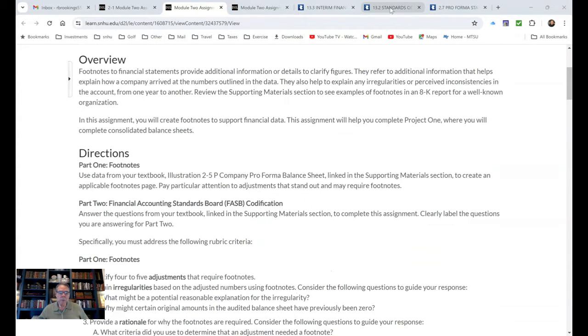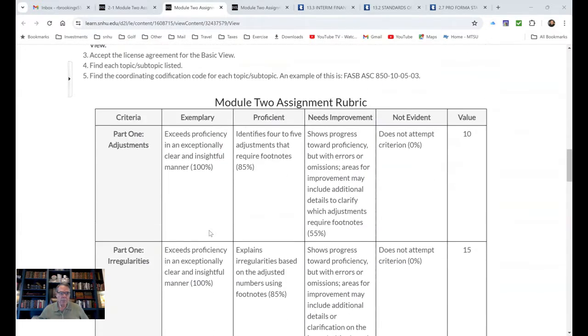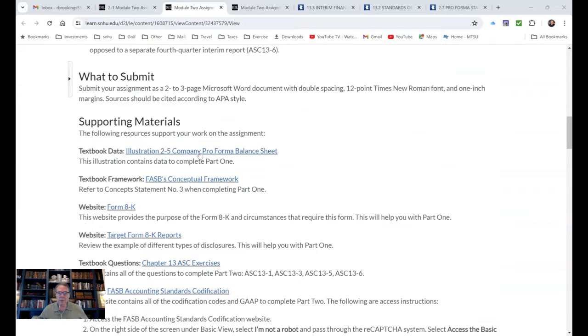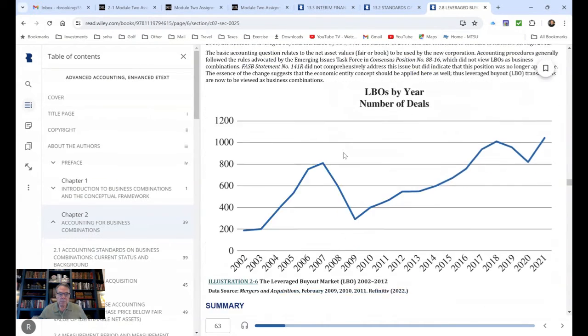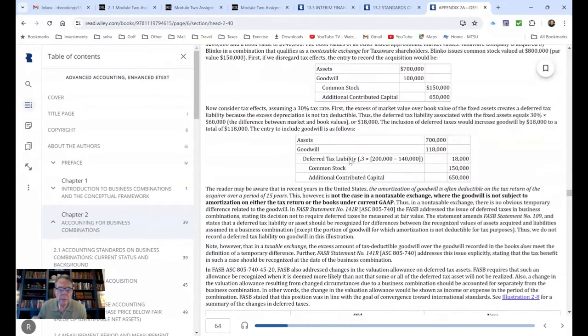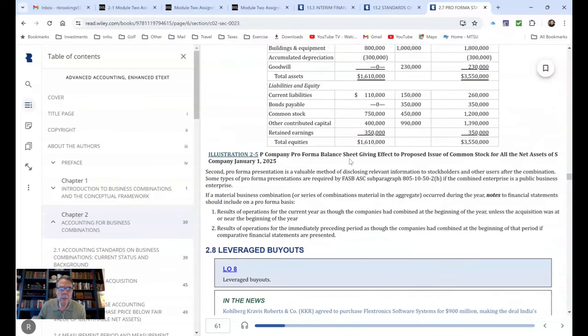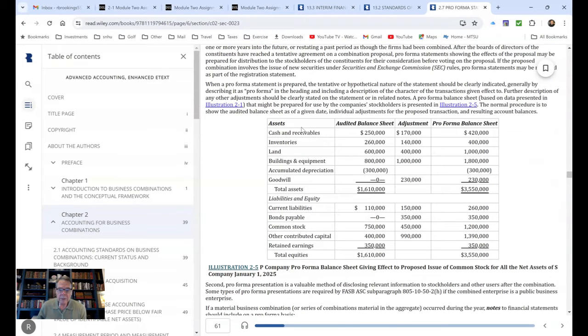So sometimes when you click down here, it's supposed to go to the appropriate section. Sometimes the link doesn't necessarily work, but you can look on page 60, I thought. Yes. So illustration 2.5, of course, is this right here. It is the assets, audited balance sheet, adjustment, pro forma.